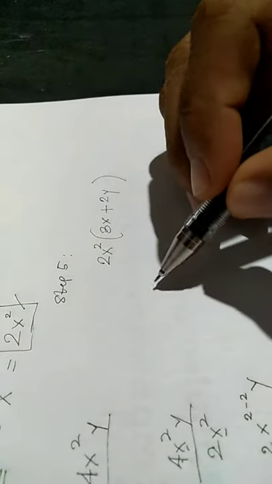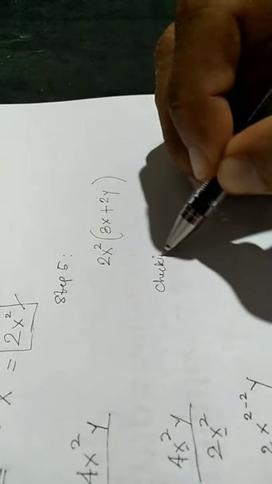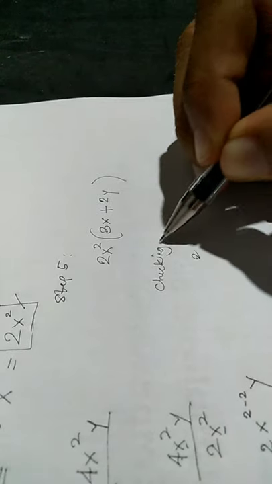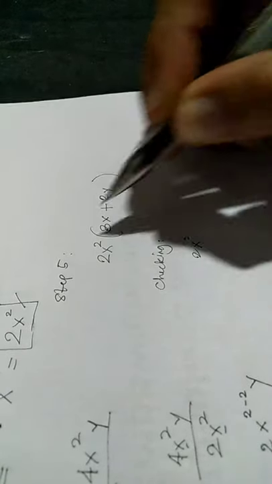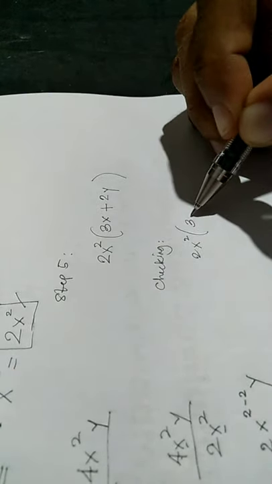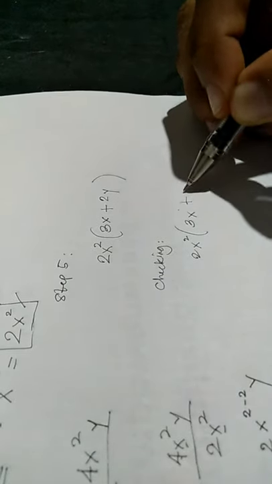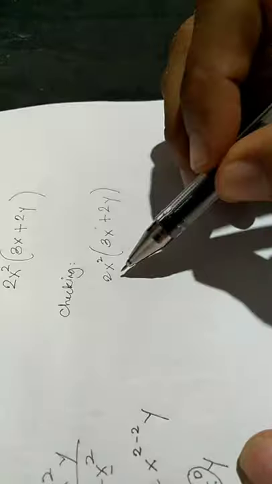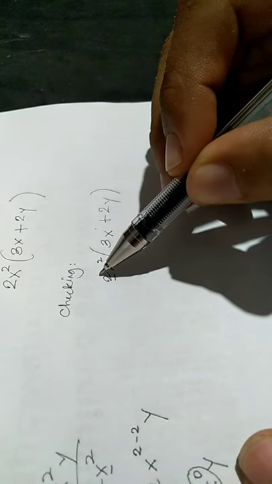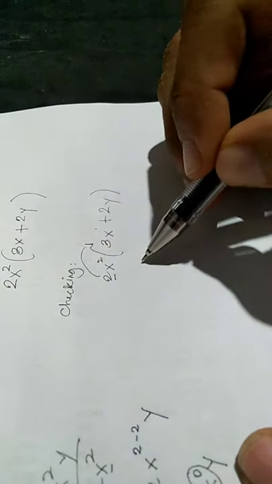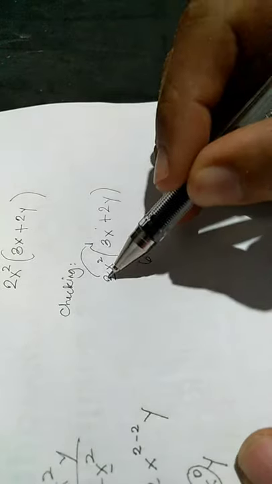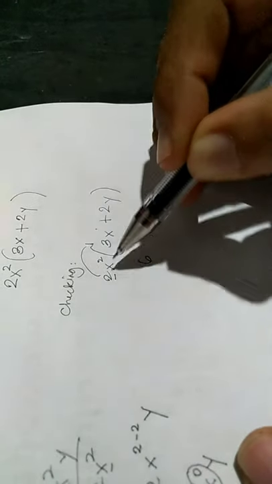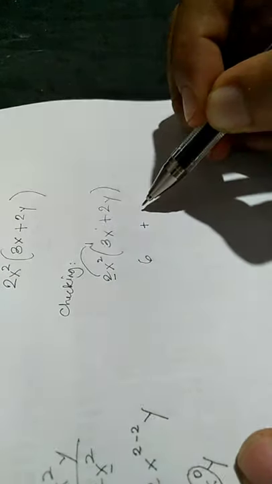If we will check, 2x squared, open close parenthesis, 3x plus 2y, distribute. 2 times 3, 6, plus 2 times 2, 4.